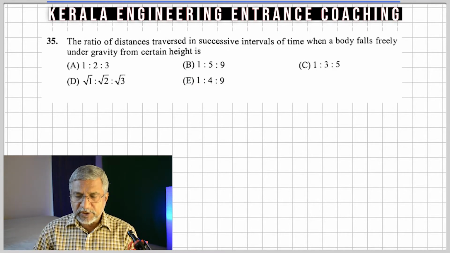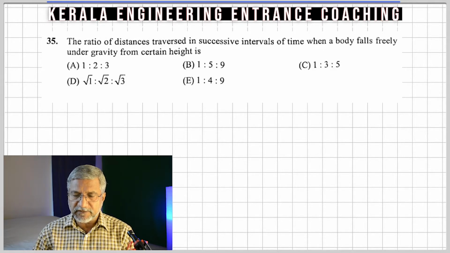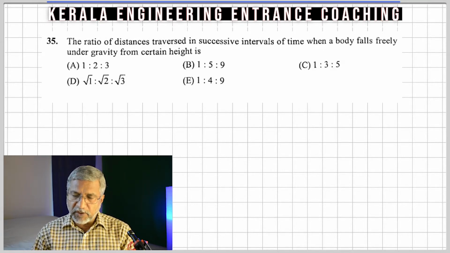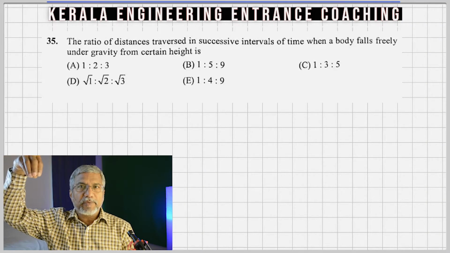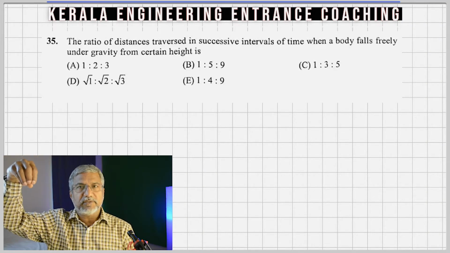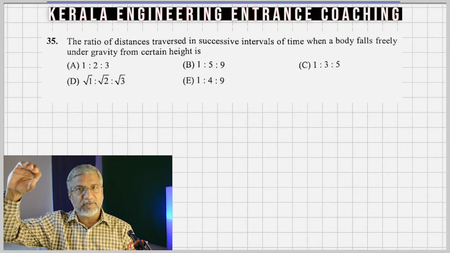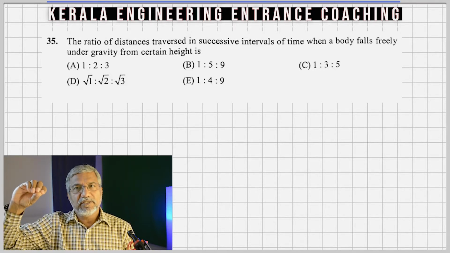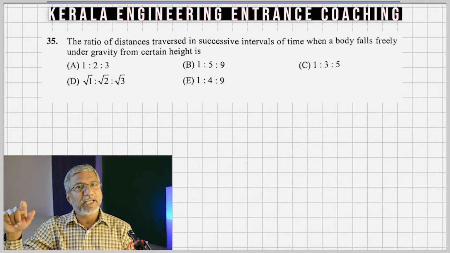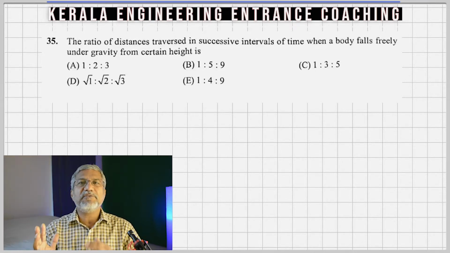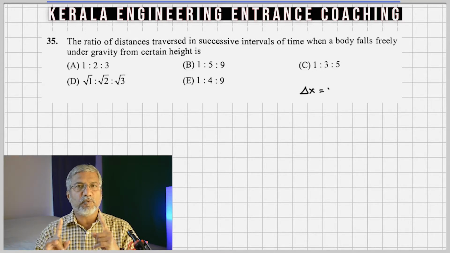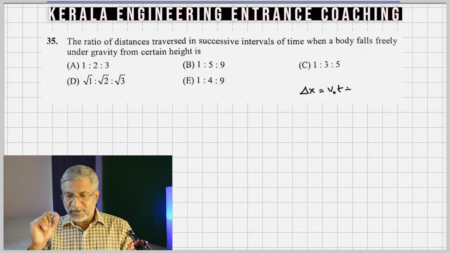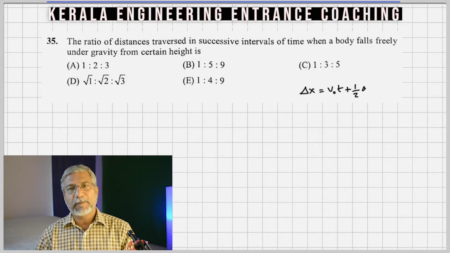35. The ratio of distances traversed in successive intervals of time when a body falls freely under gravity from a certain height. So when you drop an object from rest, in 1 second, how much does it travel? The initial velocity is 0. So in 1 second, it travels 1/2 times 9.8 times 1 squared, which will give you 4.9 meters, right? Let me show you. All freely falling objects in the first second will fall through 4.9 meters.